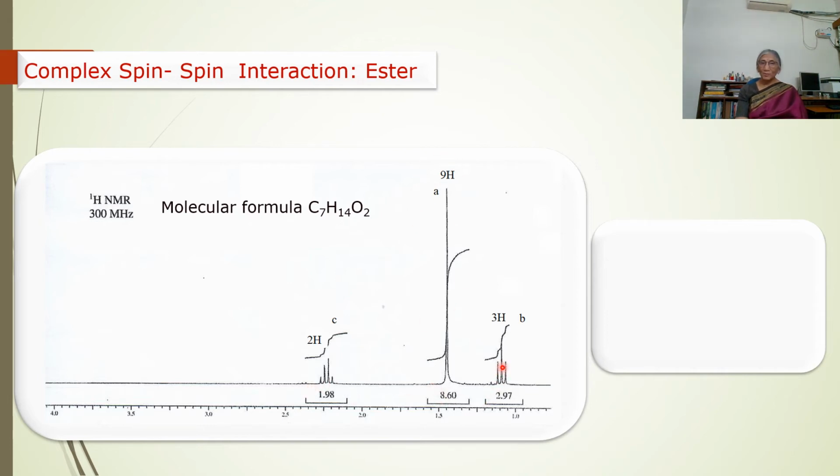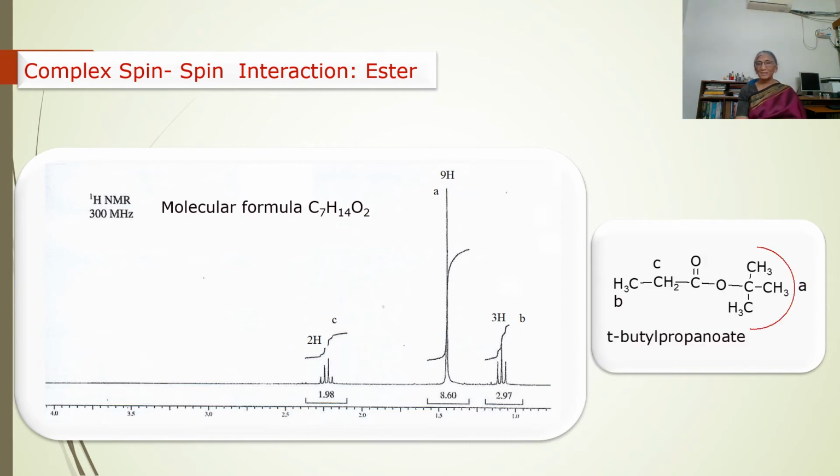Combination of triplet and quadruplet indicates presence of ethyl group. So this compound must have been tertiary butyl propanoate. You can see the structure of tertiary butyl propanoate.